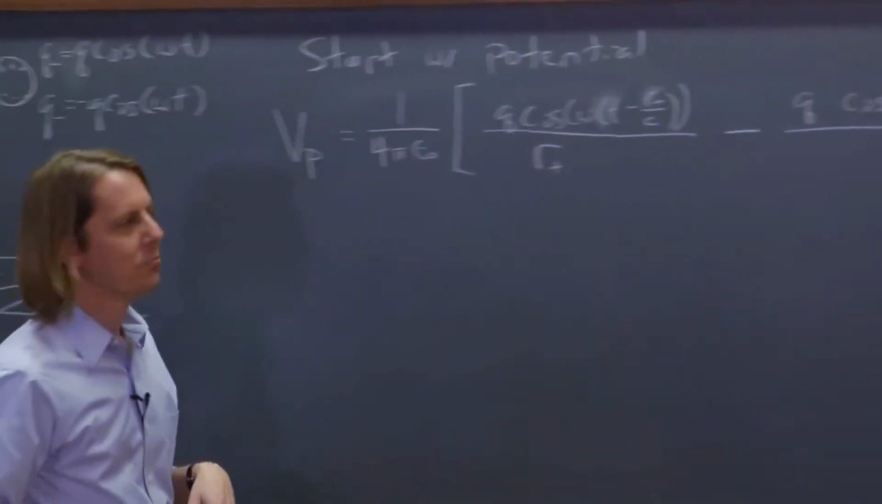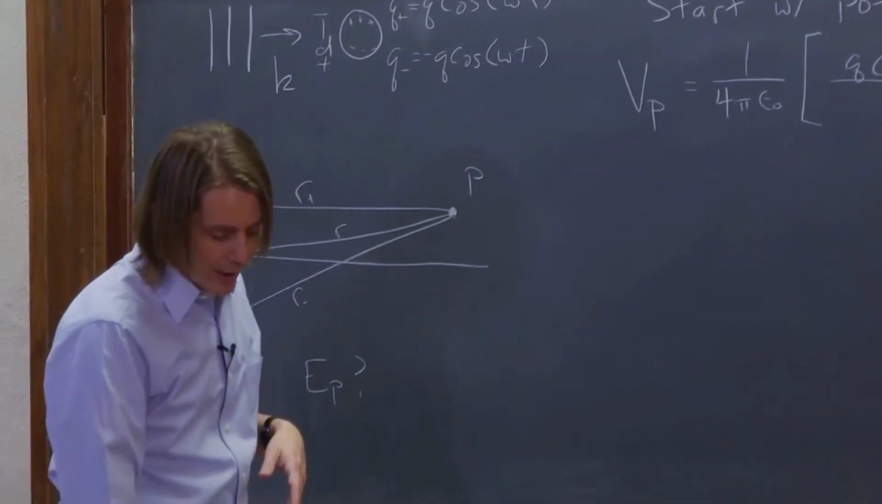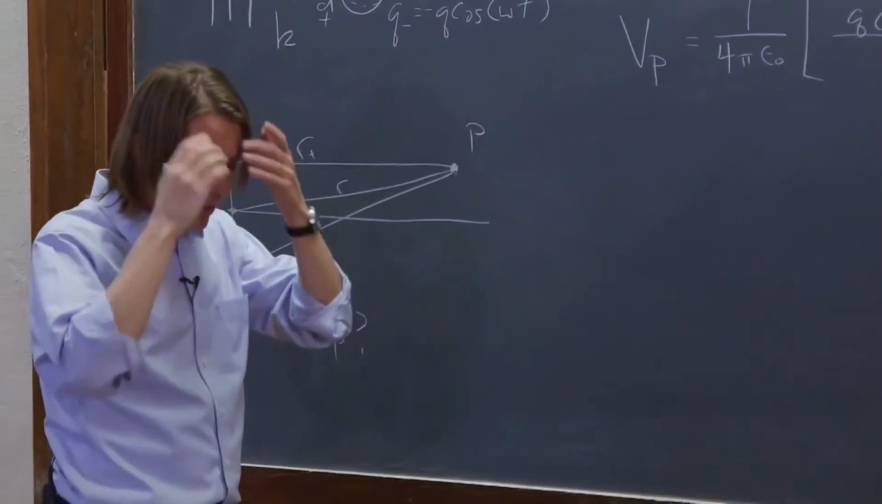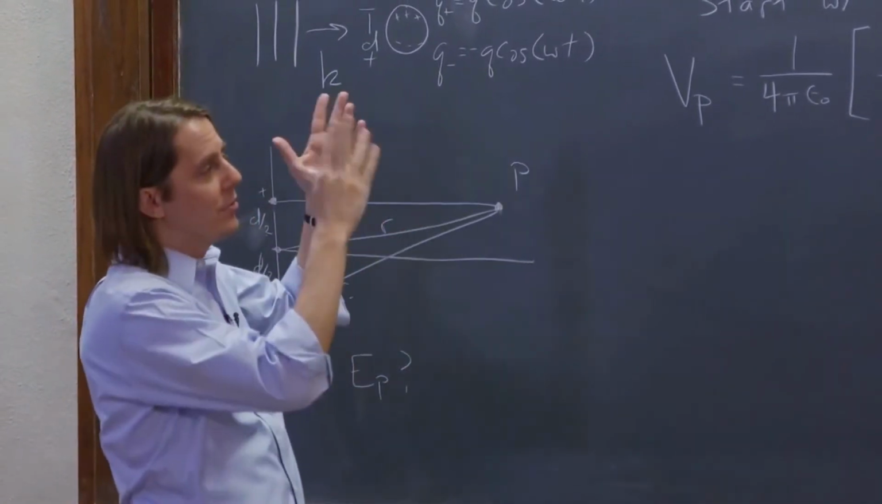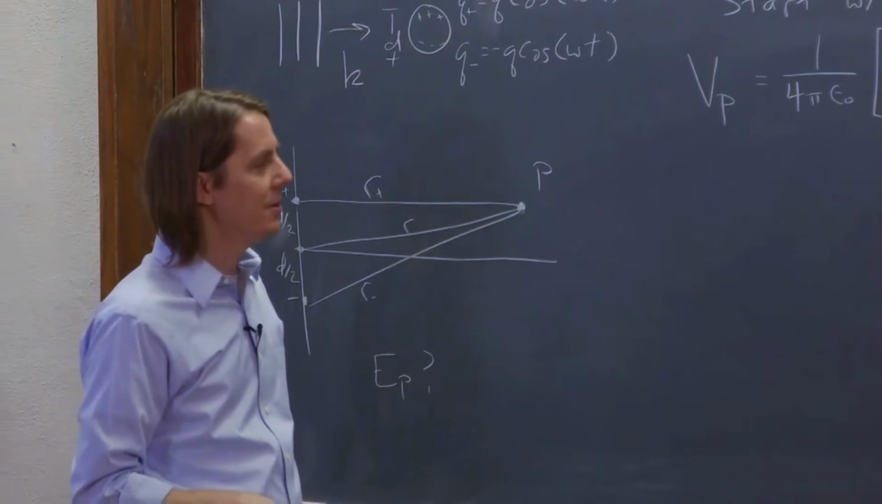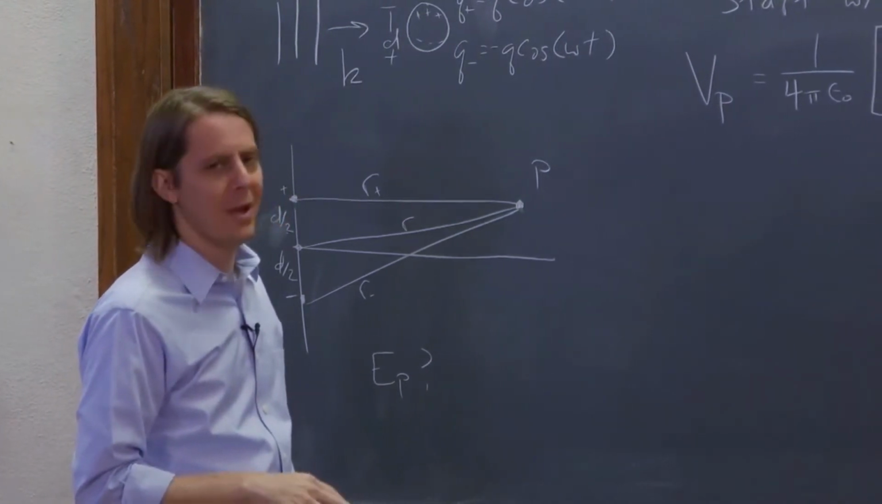That's how you write the potential. And what we're going to do now is simplify it. You could say we're done, start taking a gradient and get the E field, but you don't want to do that yet because you'll get a mess.